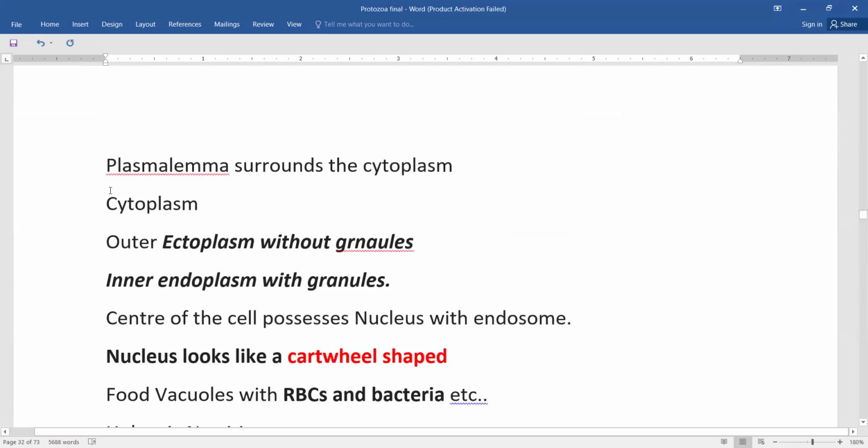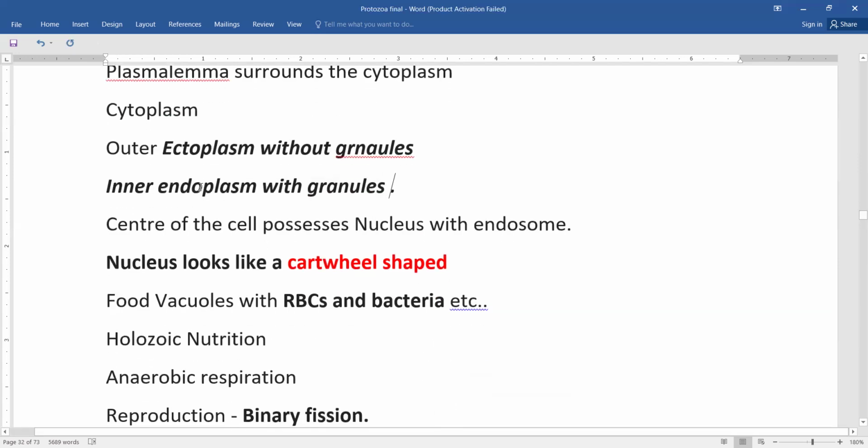Of course, the body is surrounded by the plasmalemma. The cytoplasm is divided into outer ectoplasm, which is clear and thicker, without any granules, and inner endoplasm with granules, which is thinner than the ectoplasm. The center of the cell possesses a nucleus with an endosome. The nucleus looks cartwheel shaped.